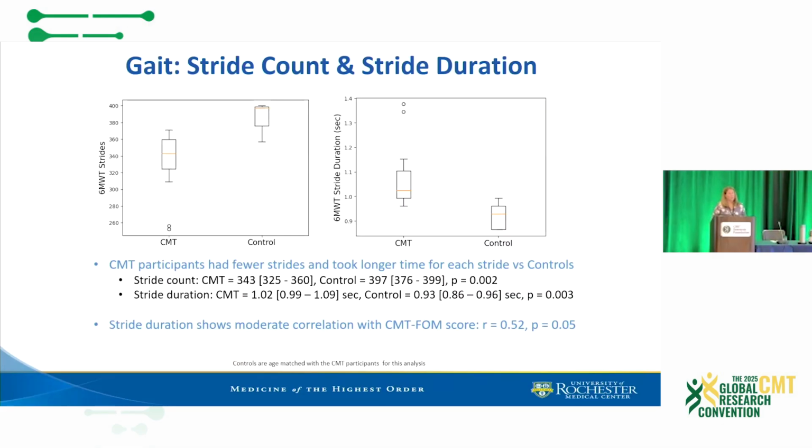And then we also want to know, in terms of validation, how do our digital outcome measures relate to our clinical outcome measures? And so we looked at the relationship with the CMT FOM and found that stride duration has a moderate correlation to the CMT FOM score at 0.5. But remember that the CMT FOM score, outside of lower extremity strength and mobility, also captures hand function and balance as well. And so those may influence the correlation that we get there.